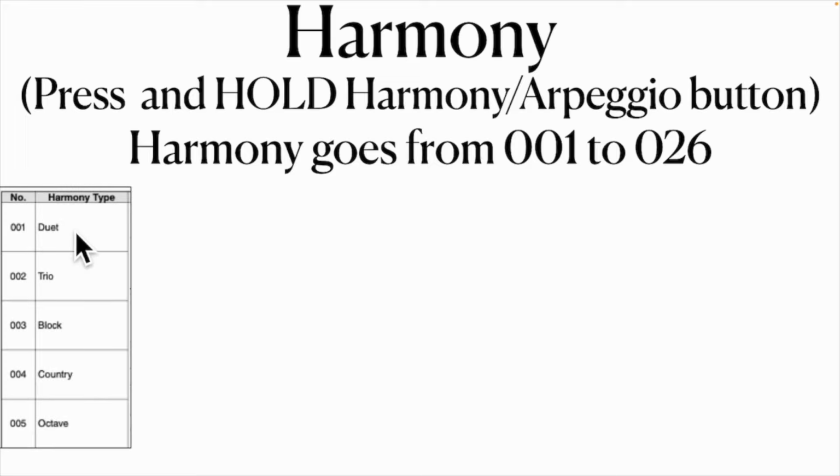Harmony number 1 is a duet, so if I press a key, it plays two keys in harmony. Number 2 is a trio. Number 3 is four voices, so I press a C and it plays three other keys, three other notes. 4 is country harmony. That's the harmony that all these country western singers use. And 5 is an octave. If I press a key, it takes the same key one octave higher and plays that.